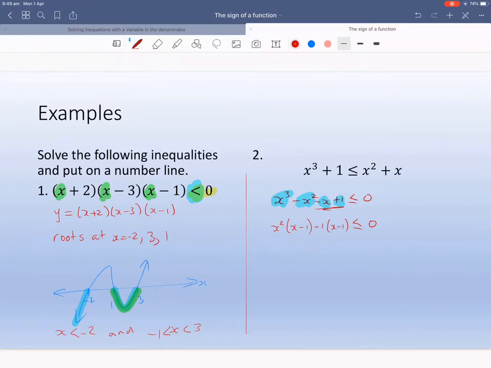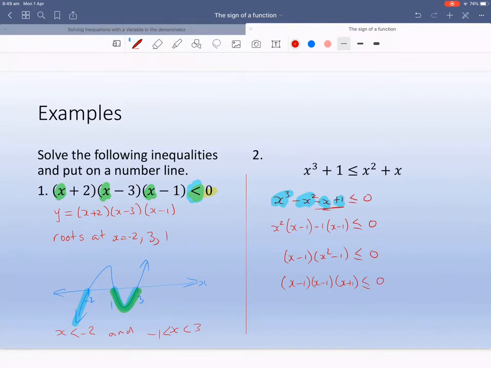Okay, so what I'm going to do now is keep working on this. So I'm going to get x minus 1, x squared minus 1 is less than or equal to 0. Oh, this is interesting. This is a difference of squares. So let's do that, okay? So we've got x minus 1, and now the difference of squares of this guy, we've got x minus 1, x plus 1 is less than or equal to 0.